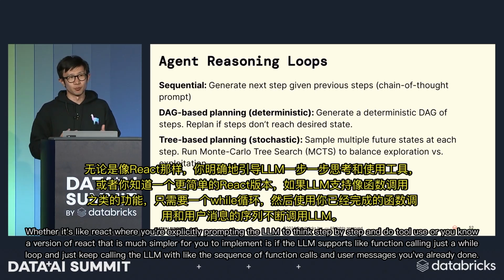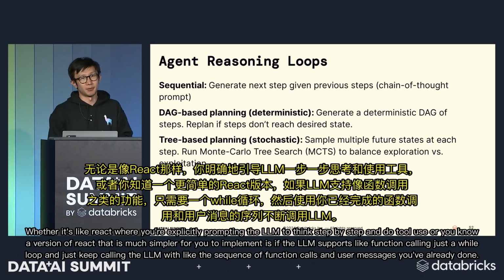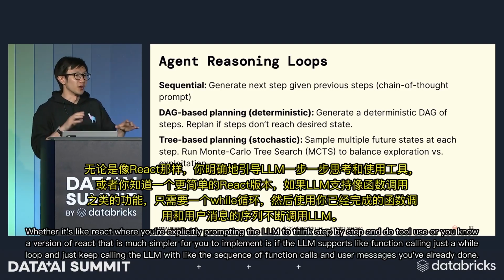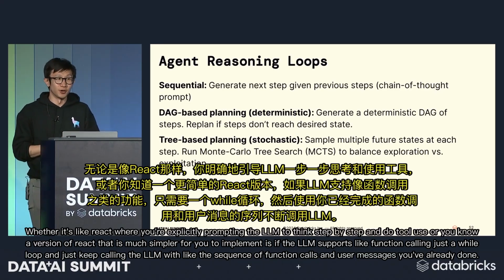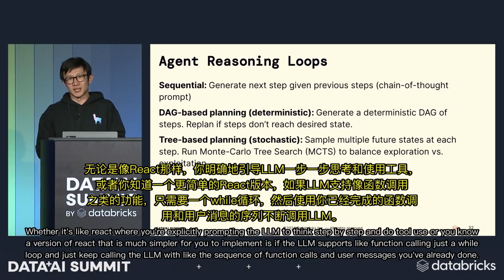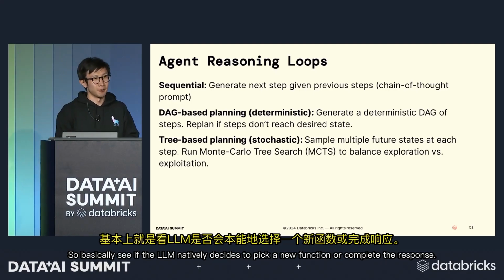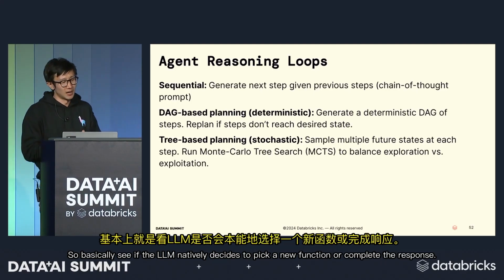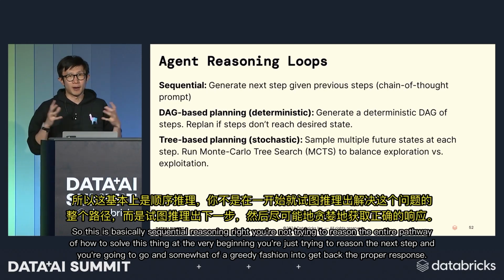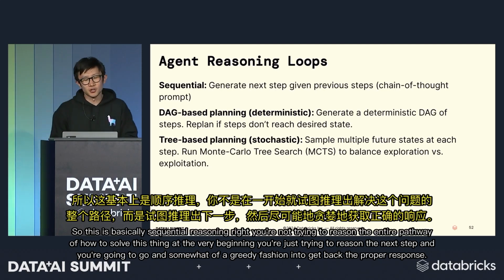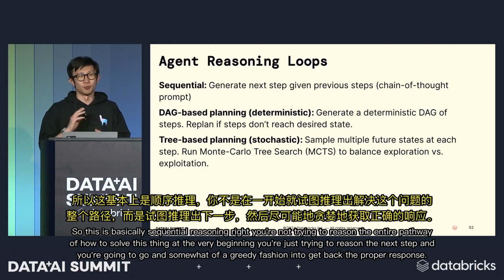Whether it's ReAct, where you're explicitly prompting the LLM to think step by step and do tool use, or a version of ReAct that is much simpler for you to implement: if the LLM supports function calling, just do a while loop and keep calling the LLM with the sequence of function calls and user messages you've already done, to see if the LLM natively decides to pick a new function or complete the response. So this is basically sequential reasoning, right? You're not trying to reason the entire pathway of how to solve this thing at the very beginning. You're just trying to reason the next step, and you're going to go in somewhat of a greedy fashion until you get back the proper response.